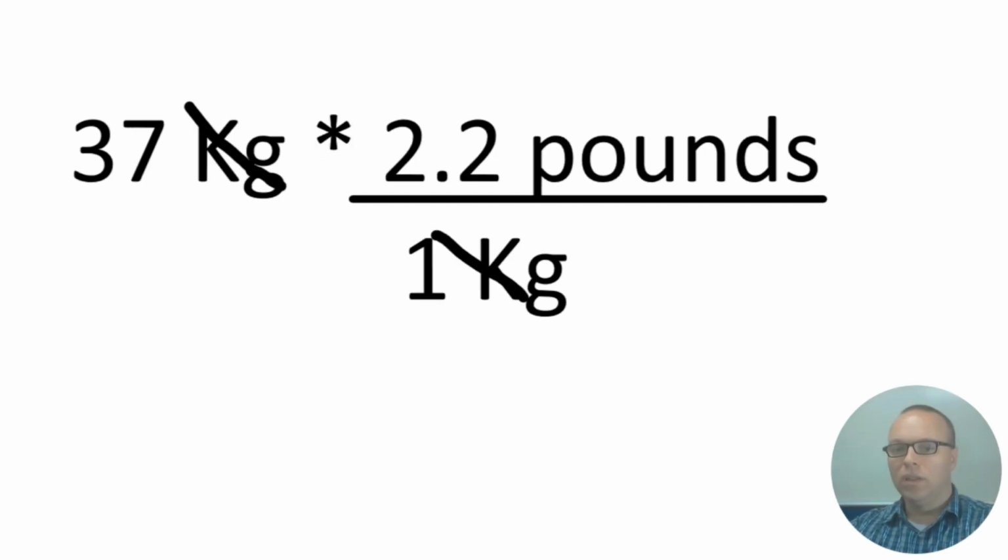All right, and so as I said, because I have kilograms up top and I have kilograms down bottom, right? They're on opposite sides of the fraction line. I can cancel out, right? All gone. All gone, right? And because 37 was over 1, that's just 37. All right, so no real mystery there.